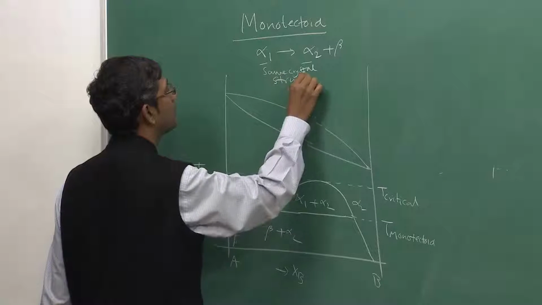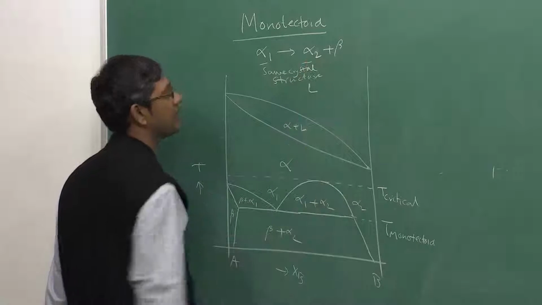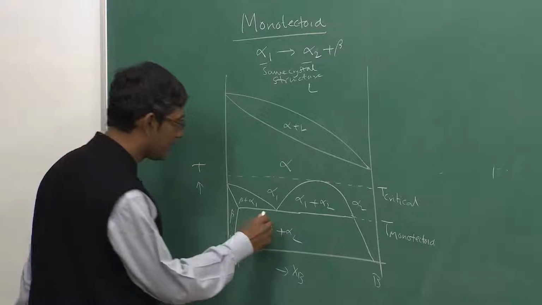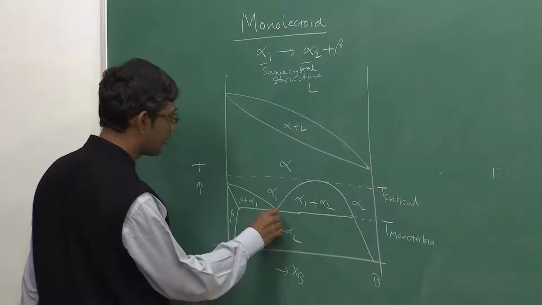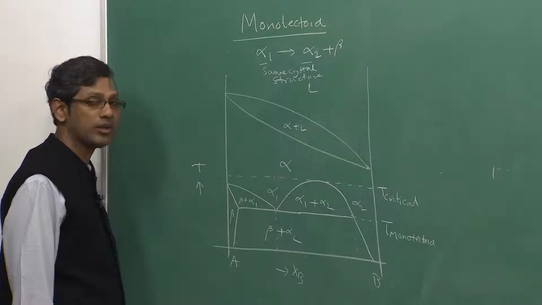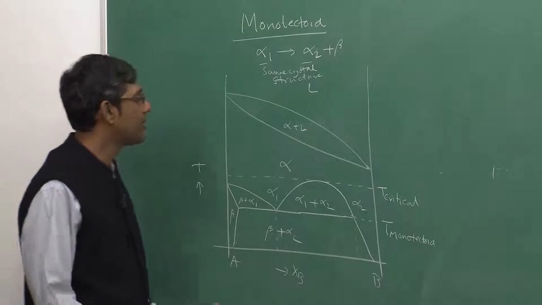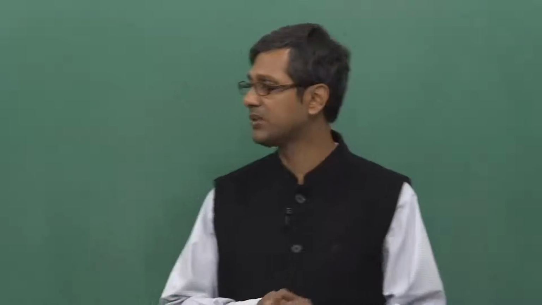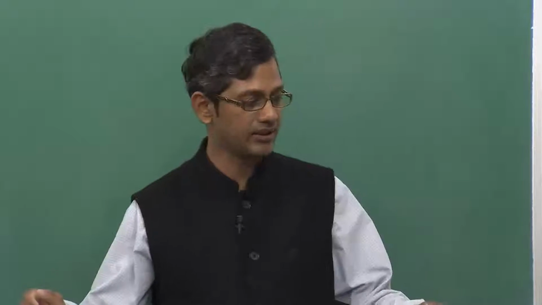but beta will have a different crystal structure. The composition will vary. See, alpha 1 has a composition given by this point, alpha 2 has a composition given by this point at this monotectoid temperature. So, that is the difference. This is there in the book. Now, I am going to discuss two systems where these things are observed.